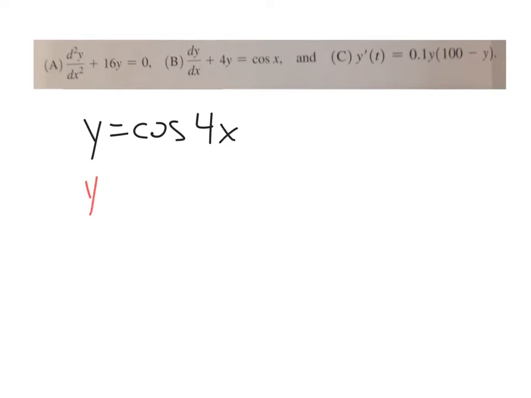So let's find the first derivative of y, which would be negative 4 sine of 4x. And then the second derivative would be negative 16 cosine of 4x.